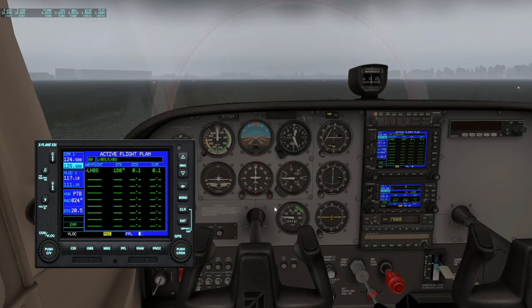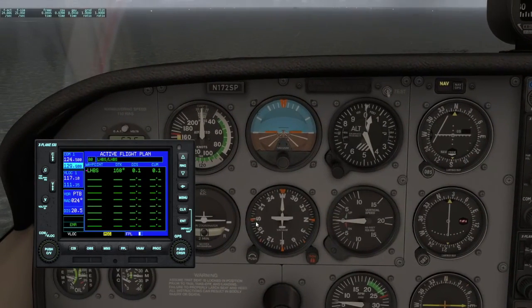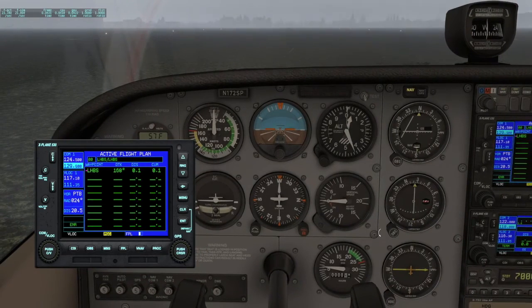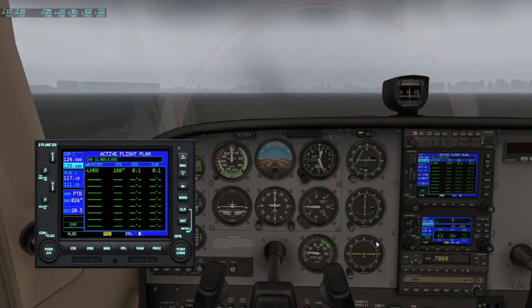I'm going to start setting up the autopilot. I want to maintain heading, and I want to climb at 500 feet per minute. As you can see here, my heading bug on the directional gyro or directional indicator is set to west, which is the runway we're on, 27. We're on runway 27 left, facing west right now, and we're about to take off.